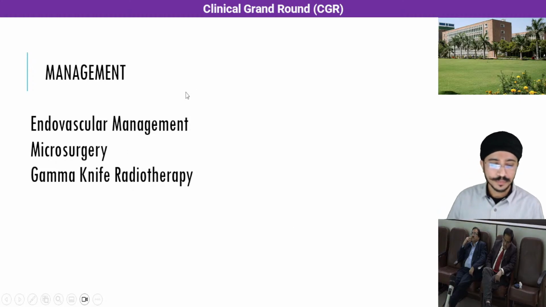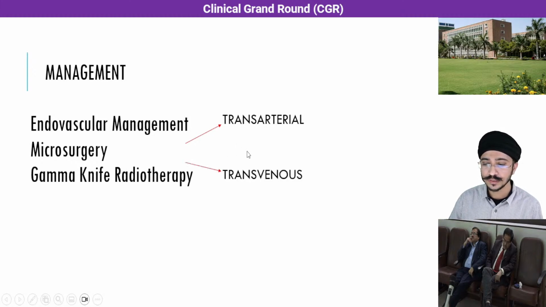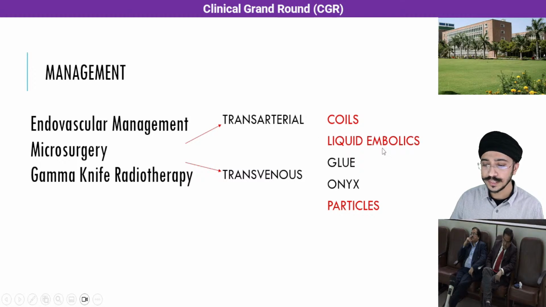About the management of dural AV fistulas, there are 3 possible managements: endovascular management, microsurgery, and gamma knife radiotherapy. We'll discuss the endovascular management. It can be either transarterial or transvenous, and we can use coils, liquid embolics, glue, Onyx, or particles.